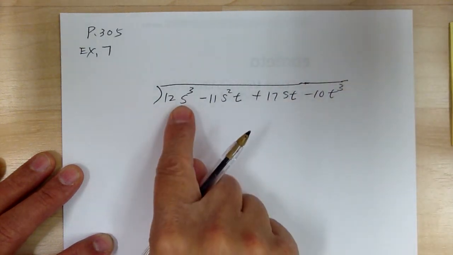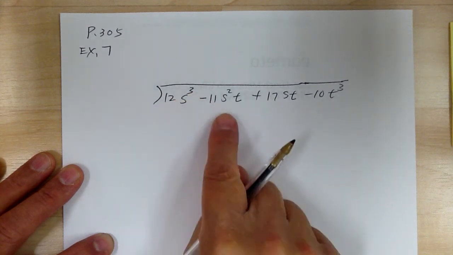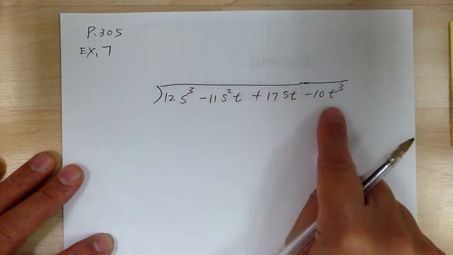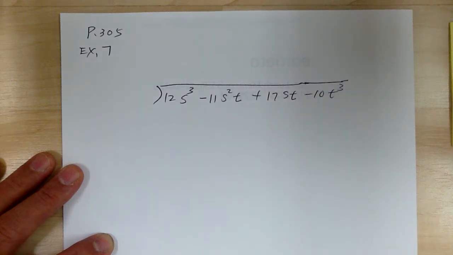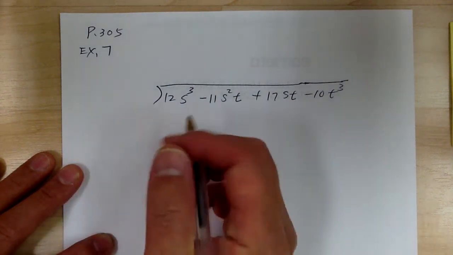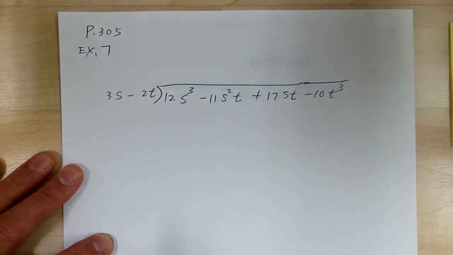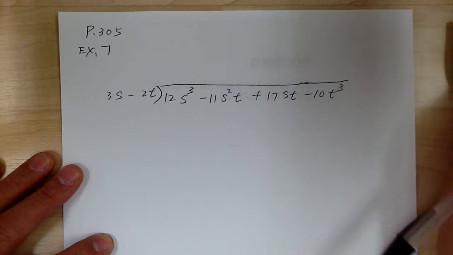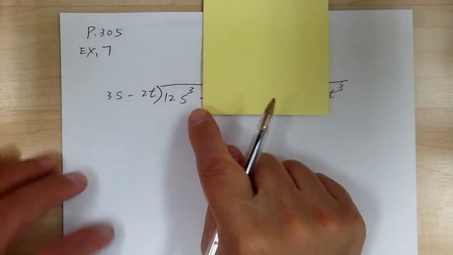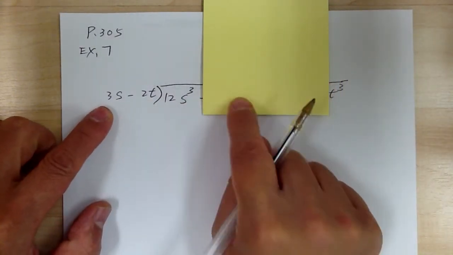right? So again, look at s. S to the 3, s to the 2, s to the 1, and s to the 0, right? That's why you don't have s. And you divide it by 3s minus 2t. Now, what you want to do is just not worry about the t, just focus on the s. So when you have multiple variables, just focus on the s, and just do the same thing.